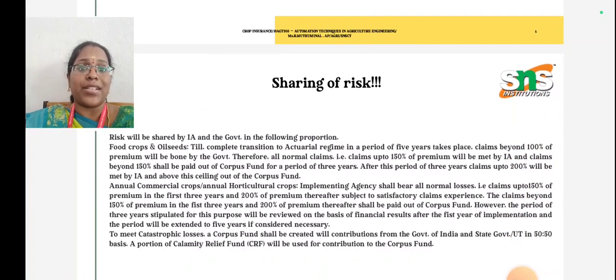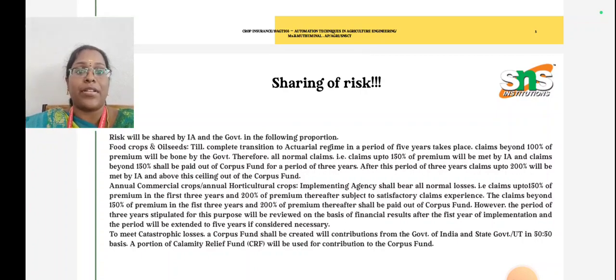The sharing of risk. Risk will be shared by the government and the IA in the following proportion: for the first 5 years the claim could be up to 150% of the premium, and above it the ceiling is paid out of the corpus fund. The annual commercial crops and horticultural crops have 200% of premium, subject to satisfactory claim experience in the first 3 years, after which the 200% of premium thereafter shall be paid out of the corpus fund.